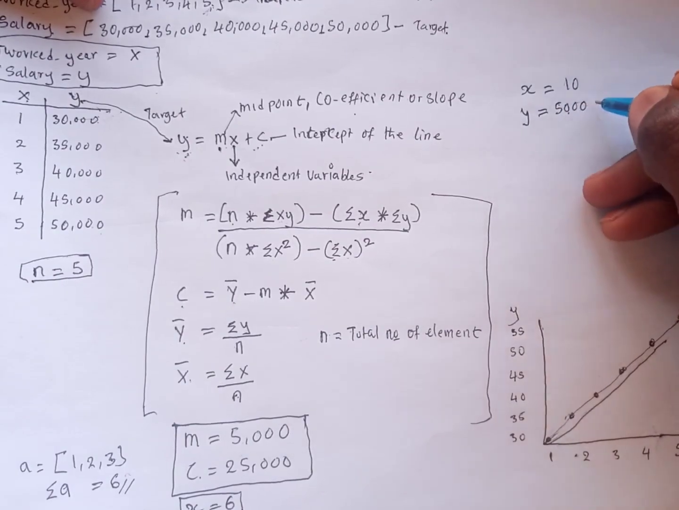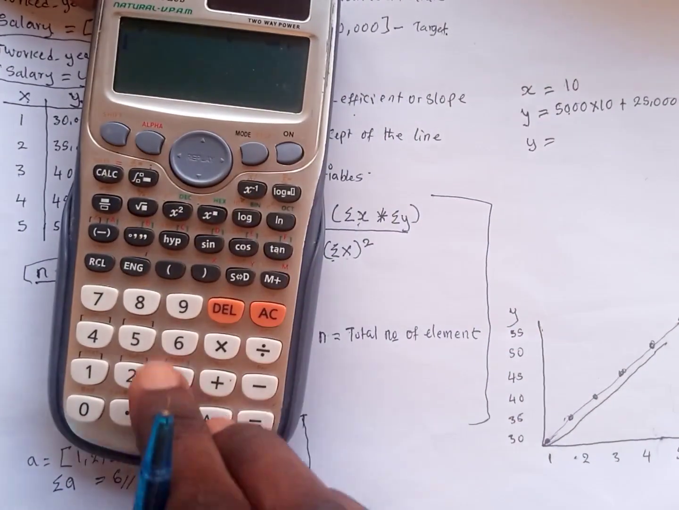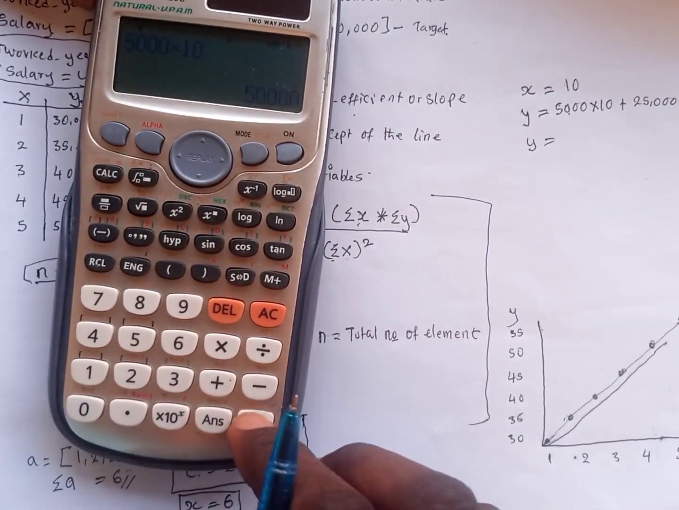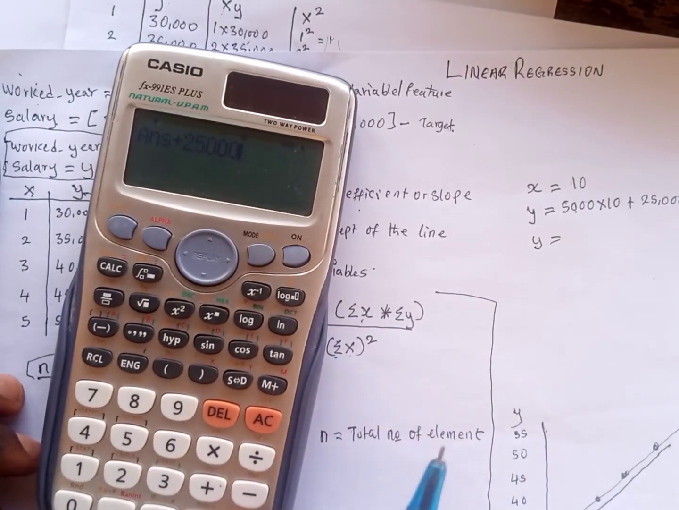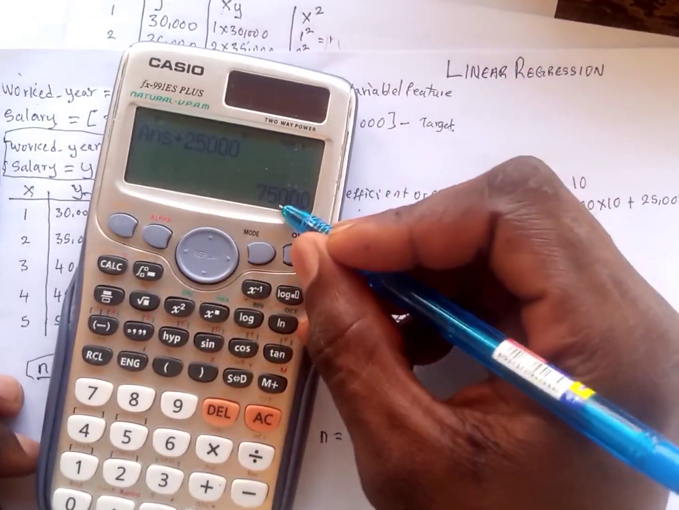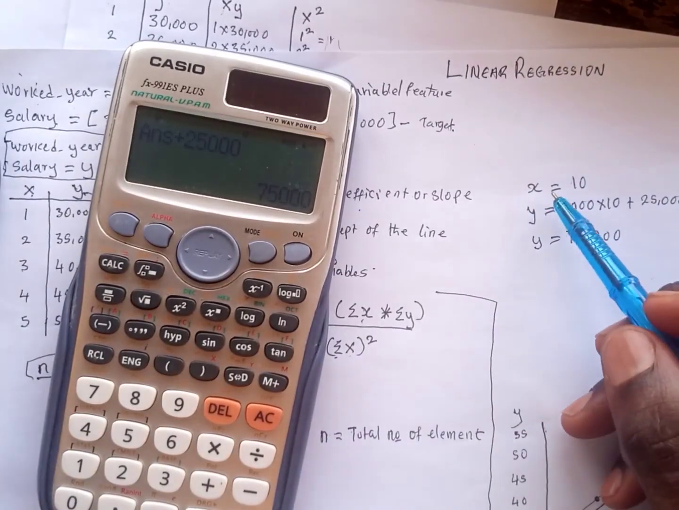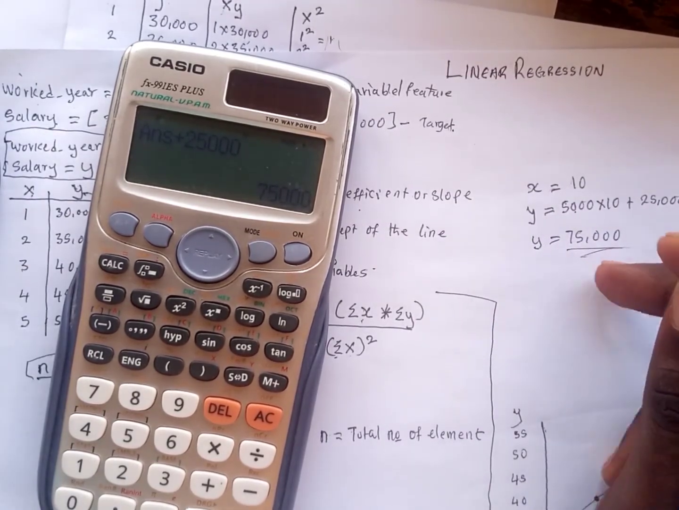5,000. We're going to times it by our x. Our m is going to be times 10 plus 25,000. So we're going to have our y to be what? 5,000 times 10, which will be 50,000, plus the 25,000. So y is going to be 75,000. So if you worked for 10 years, you are expected to be earning 75,000. That is what our model predicts.